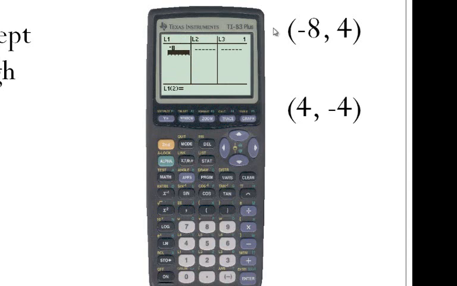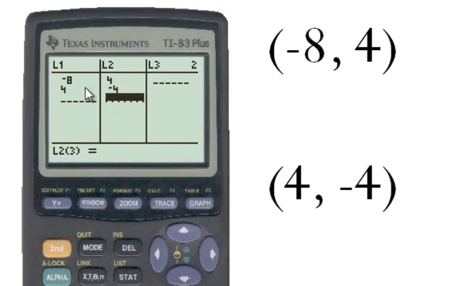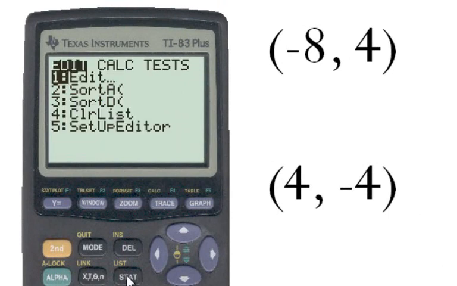And now L1, you can think of that as your x value, L2 is your y, so I'm going to hit to the right to put in my y value, which is 4. Enter. Okay, I'm going to go back to the left to put in my next x value, which is 4. Enter. And go to the right, and now put in my y value, which is -4. So this is how you should have your 2 points entered. My first point and my second point. Alright, so now you're going to hit stat again.